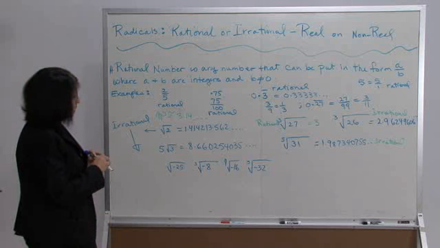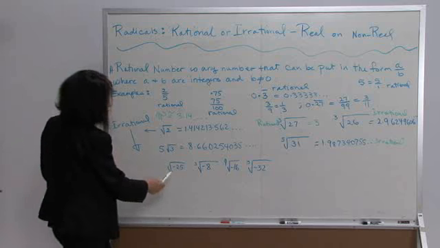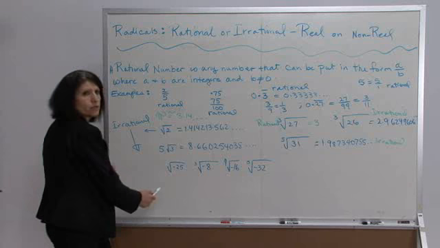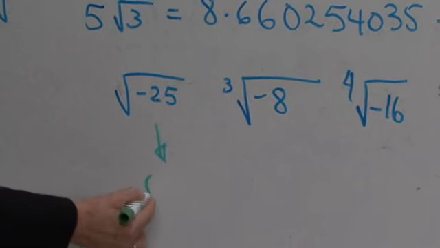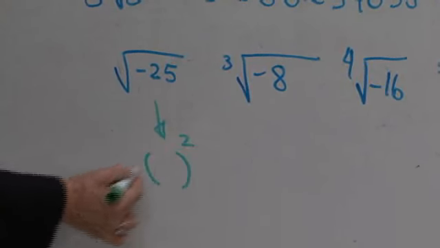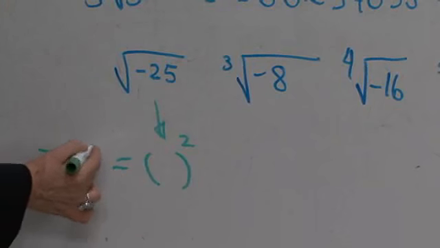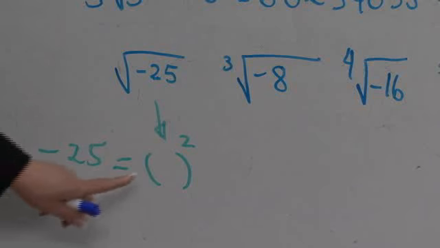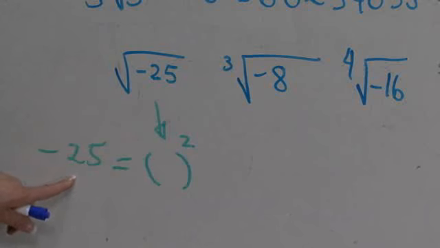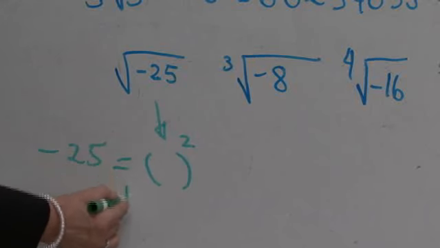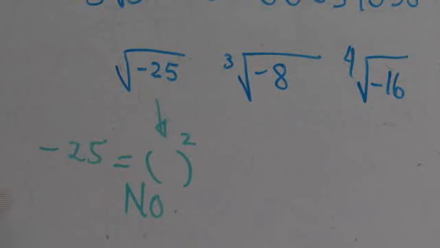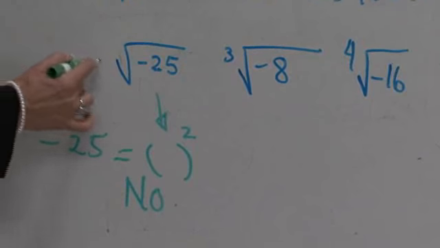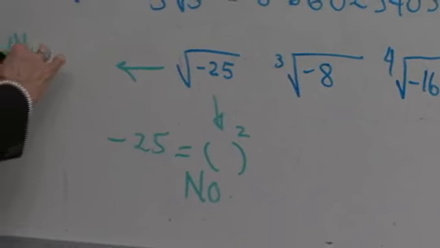OK, so let's move into the concept of real and non-real. If you have a negative number under the square root, think, if I want to simplify it, I'm looking for a number that when I square, I get negative 25. So can you find a number, you square it to get negative 25? The answer, I'm sure you said no, because every number you square is going to be positive, and there's no way you get a negative number there. So that's why we say this is not a real number.